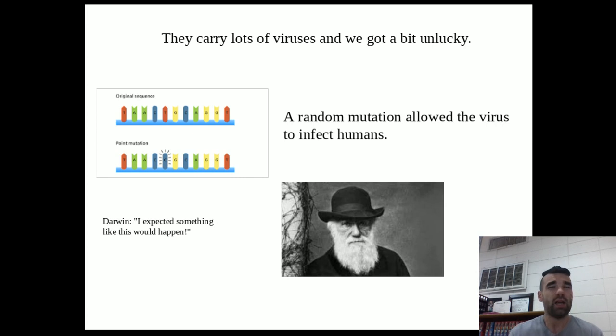Not only do they carry a lot of viruses, but we also got a bit unlucky with this virus. A random mutation, a random chance, happened to where the virus that infects bats was able to infect humans. And that was just a random mutation occurring. And Charles Darwin, when we studied natural selection, we learned that that's going to happen. Eventually, things naturally are going to evolve. They're going to change, okay? And so Darwin would have said, yeah, I expected something like this would happen.